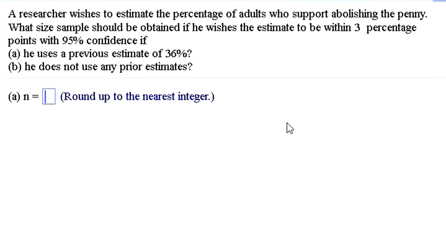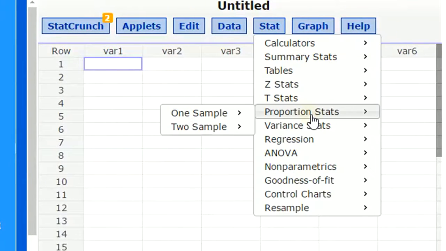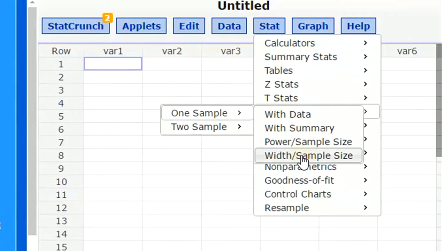Okay, now we want to turn around and ask about creating a certain type of confidence interval. This researcher wants to estimate the percentage of adults who support abolishing the penny. Count me among those people, incidentally. What size sample should be obtained if he wishes to estimate to within 3 percentage points at a 95% confidence level? There's a tool for that in StatCrunch. It's found under the Stat menu, under Proportion Stats, One Sample, you'll see this Width/Sample Size tool.